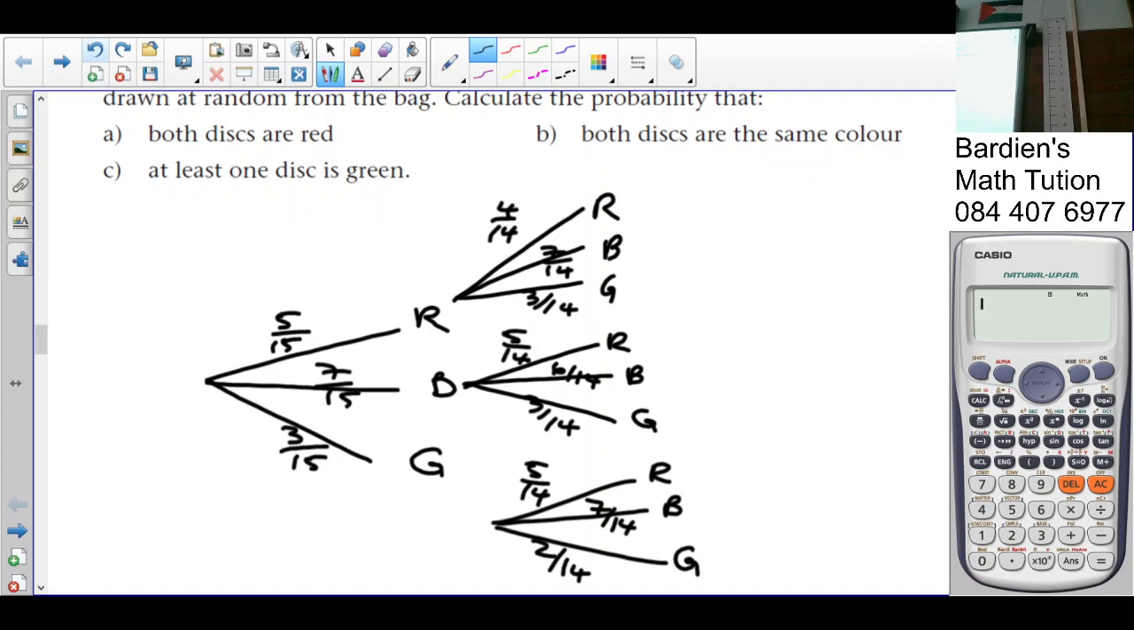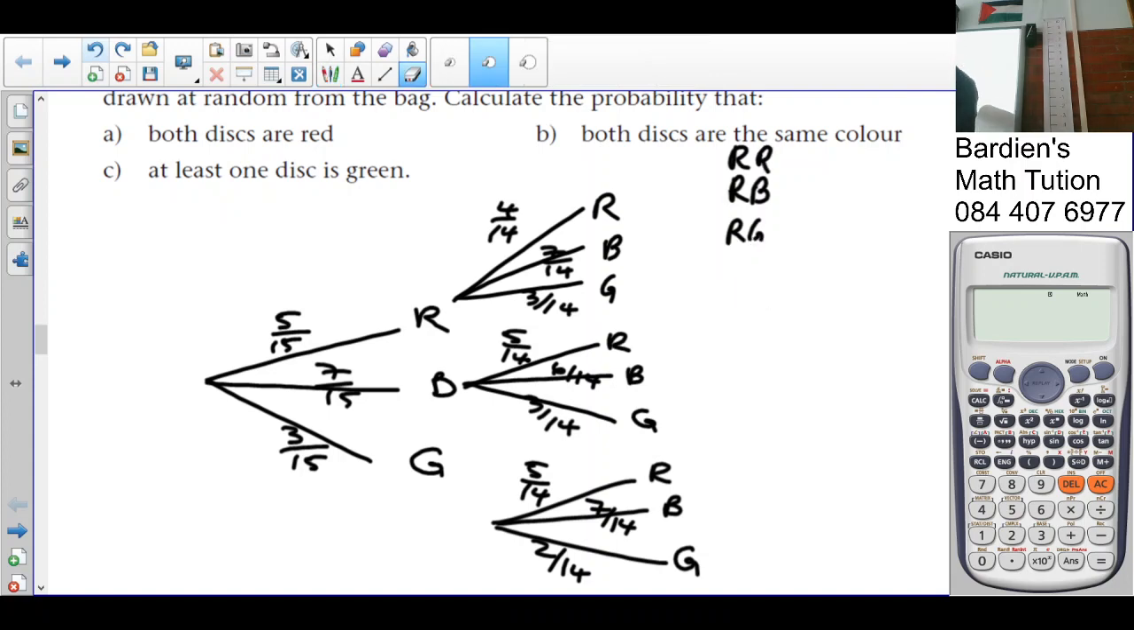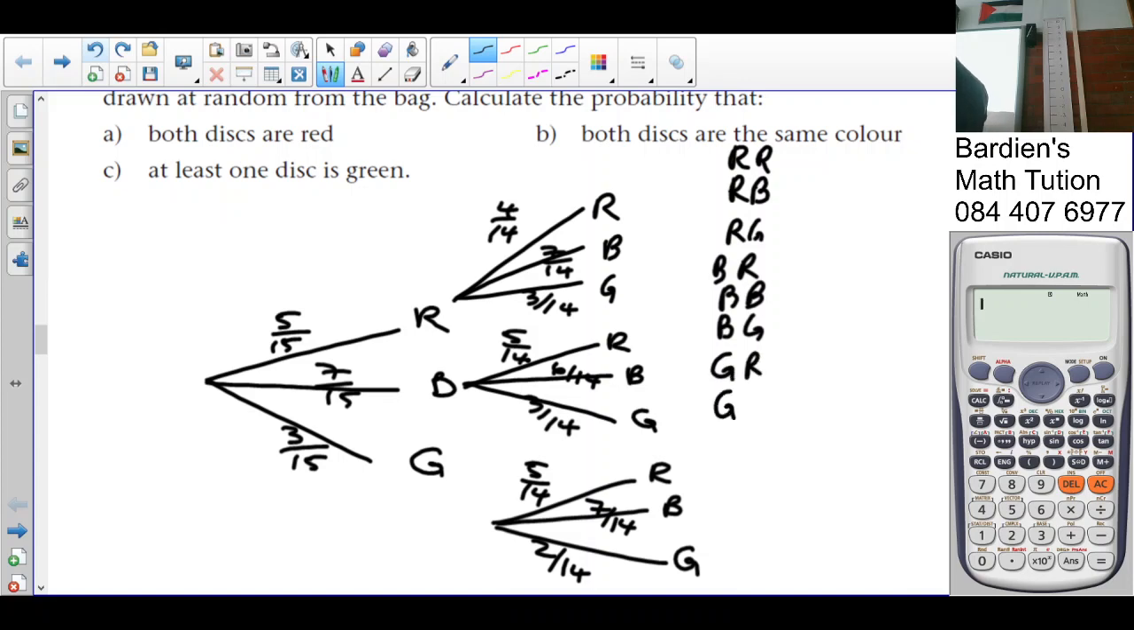What are my outcomes? Red, blue. Red, green. Red, red. Then blue, red, blue, blue, blue, green. Green, red, green, blue, green, green. You all understand? Any confusion here? No confusion.